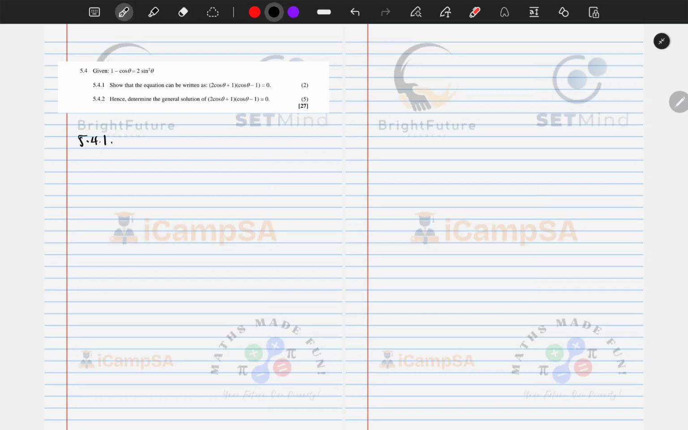So you have your 5.4.1, right? Remember, we are given that 1 minus cos theta is equals to 2 sine squared theta. So what I'm going to do is transform this. Remember, your sine squared theta plus your cos squared theta is equals to 1. So I need to change sine squared and make it be 1 minus your cos squared theta. So that's what I'm going to do, and then I substitute that back into that.